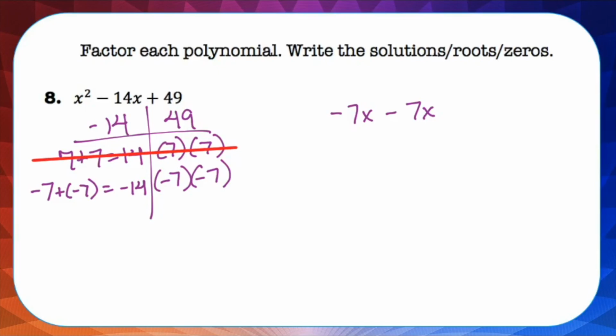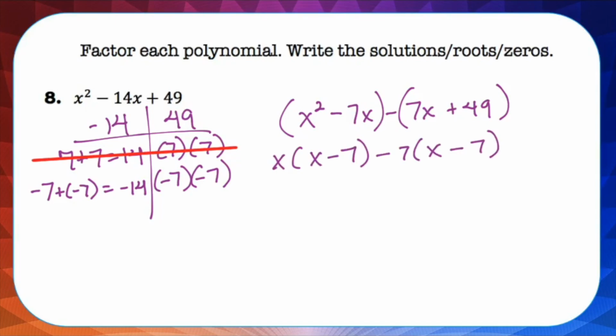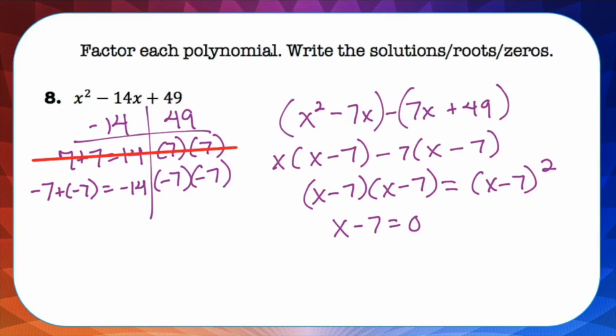Copy down the original problem on the left and the right, and group and factor. So you get the left-hand side GCF, right-hand side GCF. The two binomials match, so you put the two GCFs together, x minus 7, and the binomial that matches is also x minus 7, which means we can write that as x minus 7 squared. And then you're going to set x minus 7 equal to 0 and solve for x. So you're going to add 7 to both sides, giving you x equals 7.